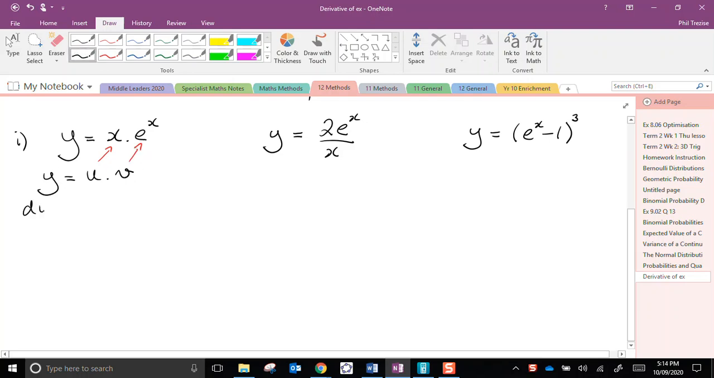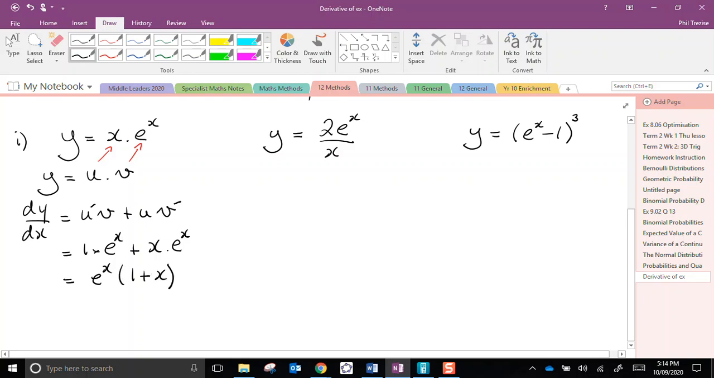My product rule for differentiation, dy dx, I like to write as u times v plus u times v. Then I put a dash on the u and a dash on the v. U dashed is the derivative of x. That's 1. V is e to the x. U is x multiplied by v dashed. The derivative of e to the x is, of course, e to the x. So I have a common factor of e to the x, and I can write this other term as 1 plus x. Now that's a pretty nice one.